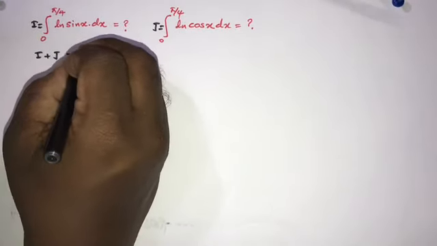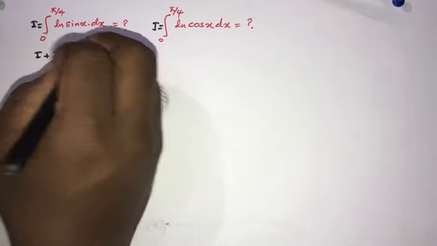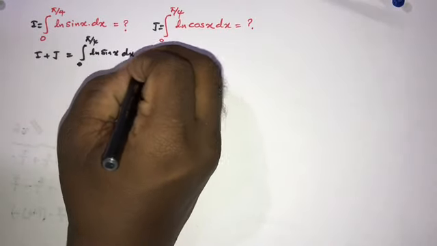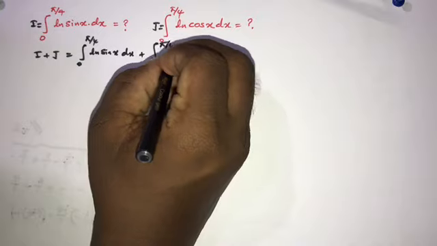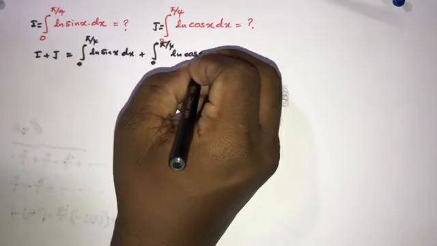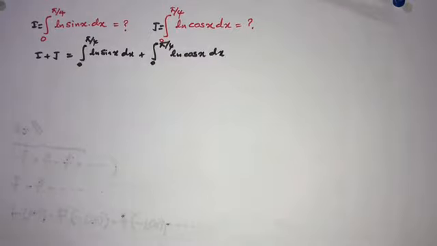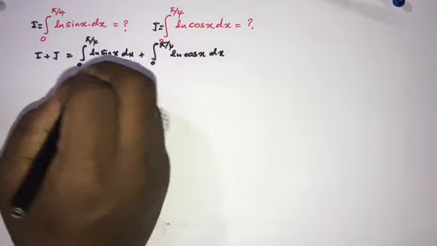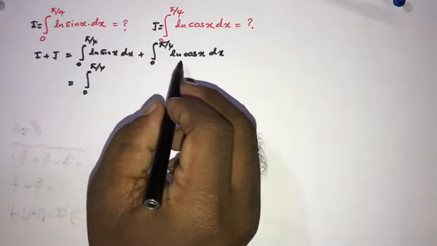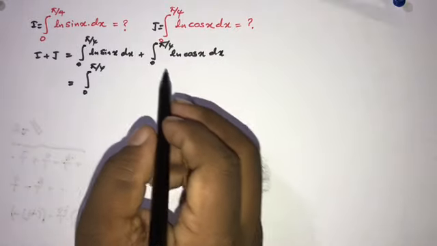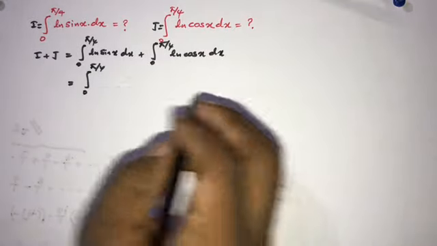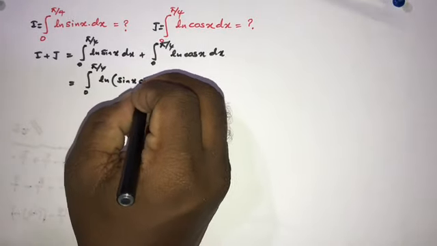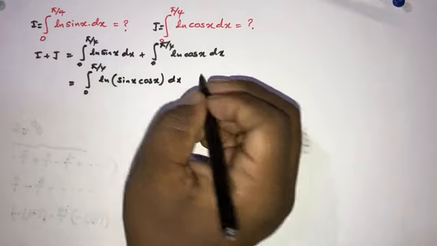So we can write I plus J equals the integral from 0 to pi over 4 of natural log of sine of x dx plus the integral from 0 to pi over 4 of natural log of cosine of x dx. Then, integral from 0 to pi over 4, we know natural log of sine of x plus natural log of cosine of x. According to the property of natural log, this is equal to natural log of sine of x times cosine of x dx.